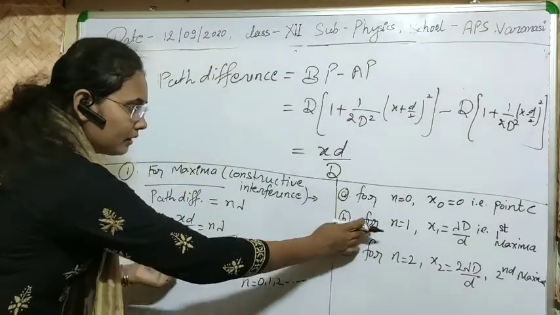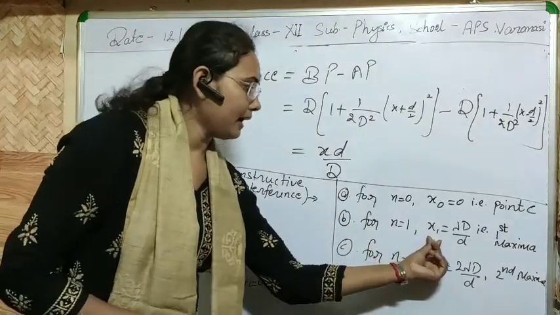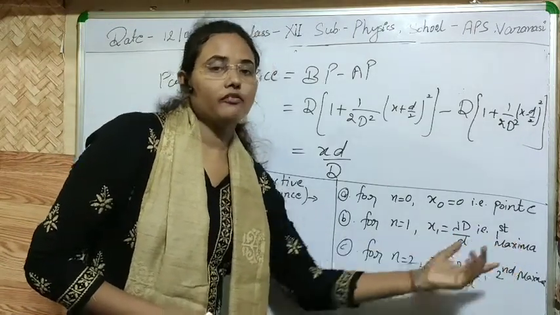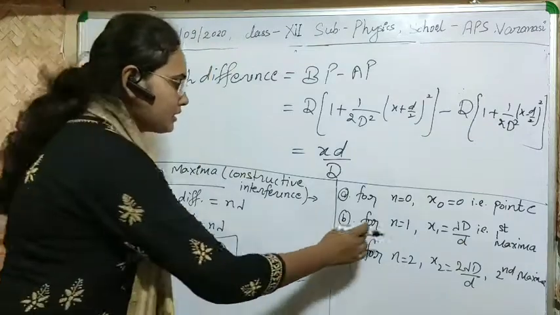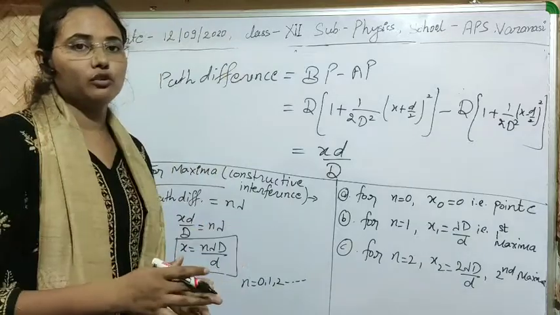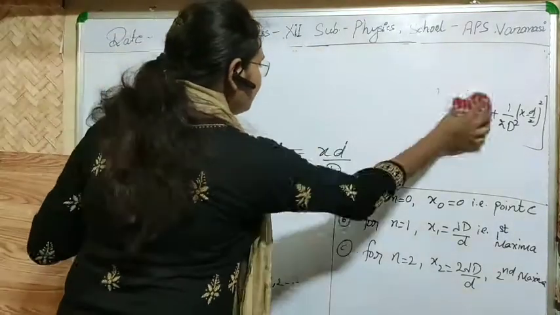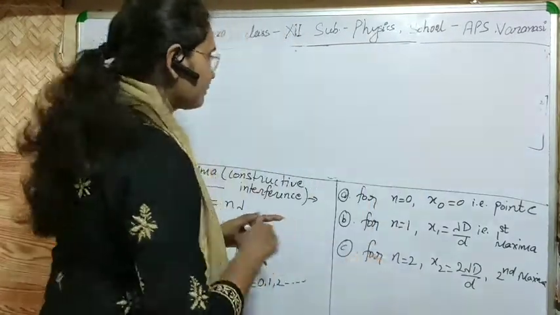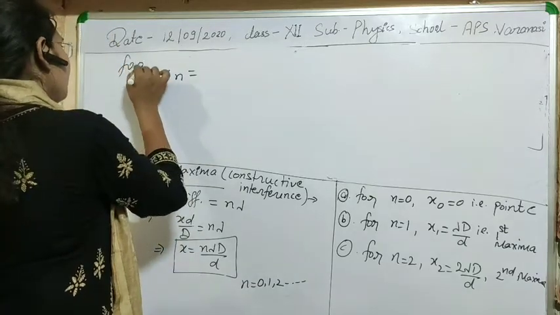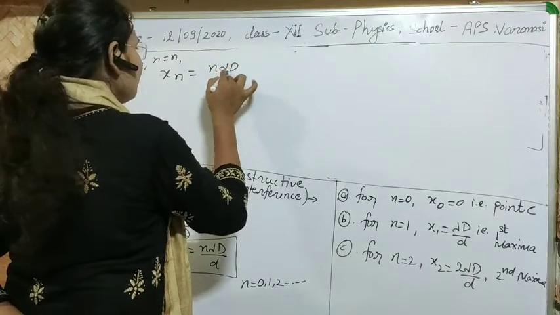Point B. For n equal to 1, we have x1 equal to lambda D by d, and we call it the first maxima or first bright fringe. Similarly, we can get it for n equal to 2, 3, 4, or for n equal to n, and we finally get xn equal to n lambda D by d.